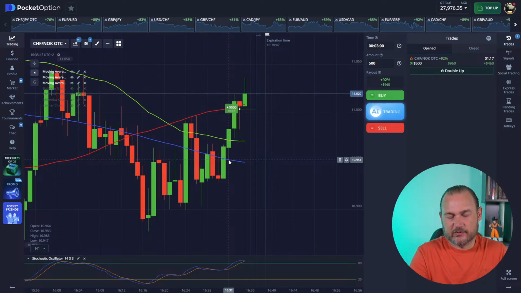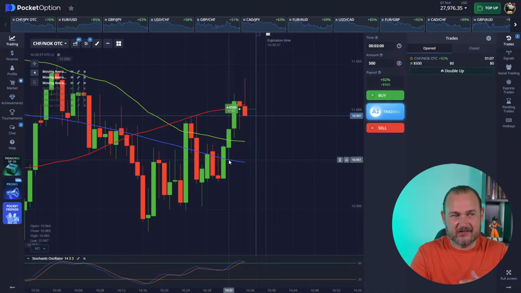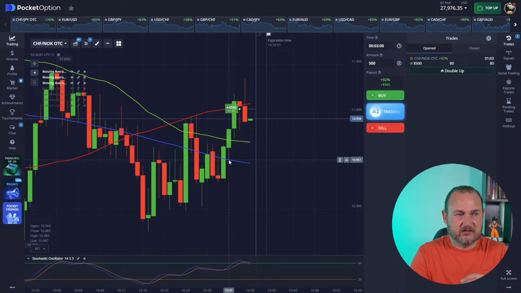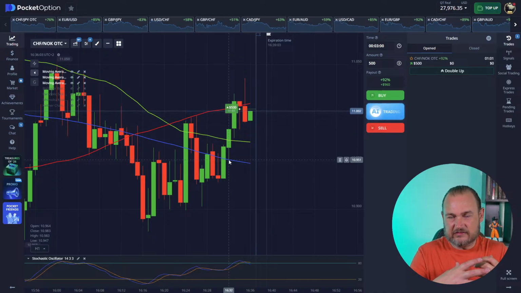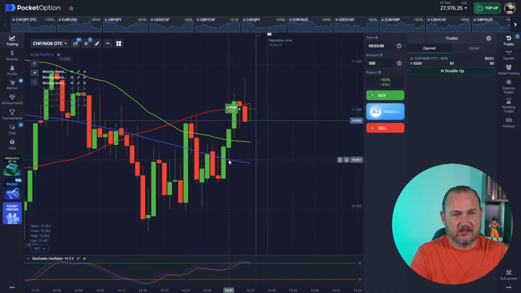It's that simple. It's just going to take some practice. And that's what demo accounts are for, by the way. Slap the stochastic on a demo account. Start drawing in your support and resistances and try to identify areas where you might have had trade opportunities and then try to learn from that. That's what demo accounts are for. It's good to practice.